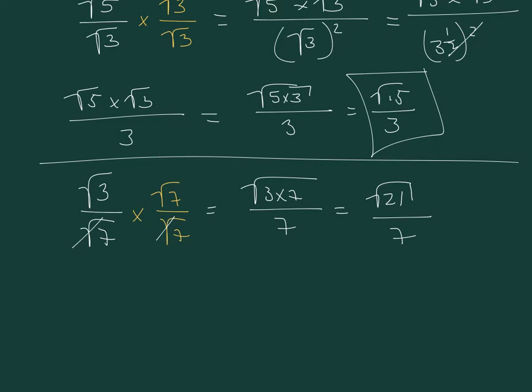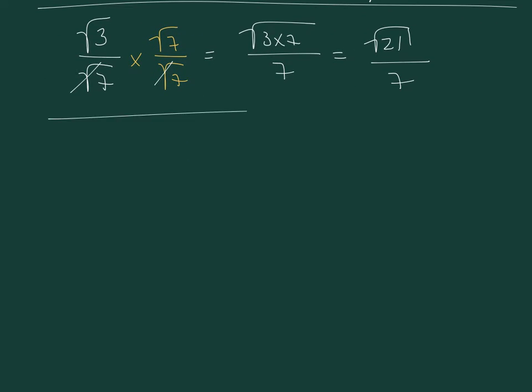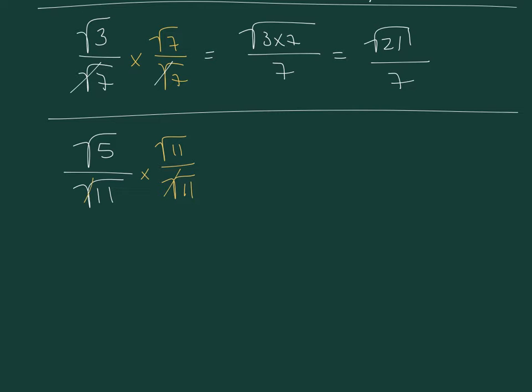Let's do another one. Okay, you can do these ones all day long. They are not hard. Square root of, I don't know, 5 over the square root of 11. Okay, so I'm going to multiply by the square root of 11 over the square root of 11. These cancel, leaving me with the square root of 5 times 11 all over 11. So I get the square root of 55 over 11.